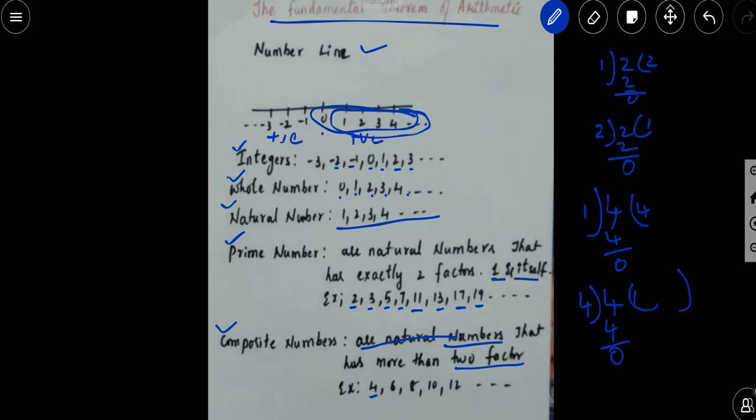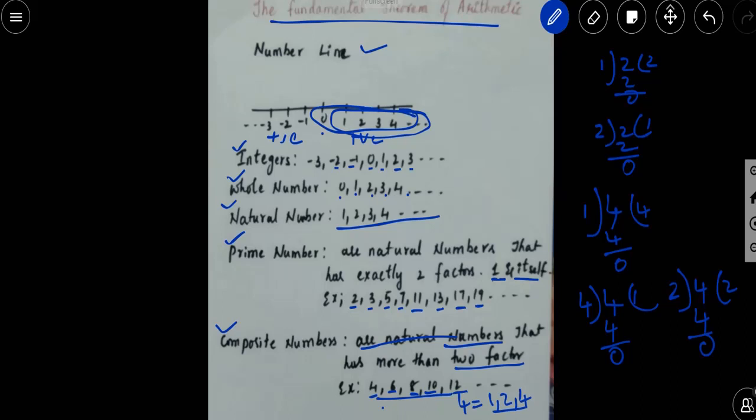Next, is it divisible by 2? Yes, it comes under the table of 2. So 2 twos are 4 and the remainder is 0. How many factors do we have for 4? We have 1, 2 and 4. That means we have more than two factors, so a third factor is also there. This kind of number we call a composite number. For example, 4, 6, 8, 10 and 12, where we have more than two factors.